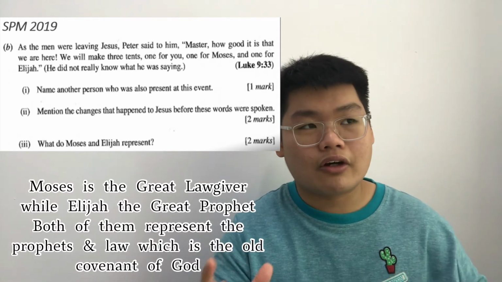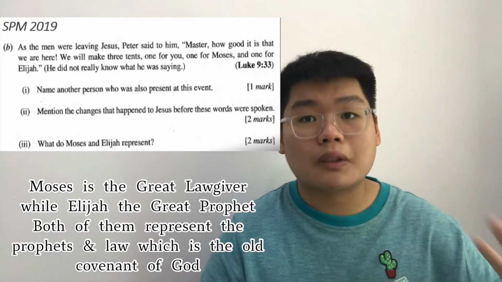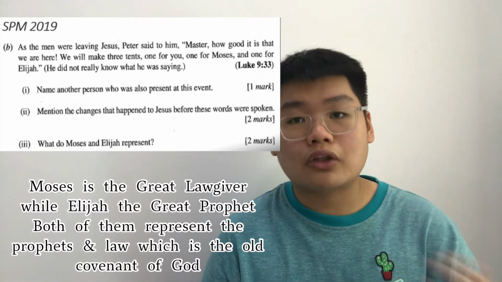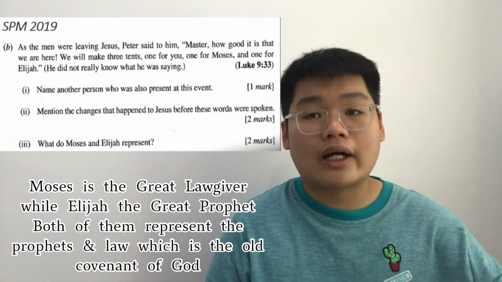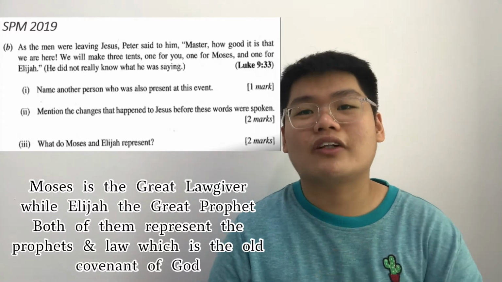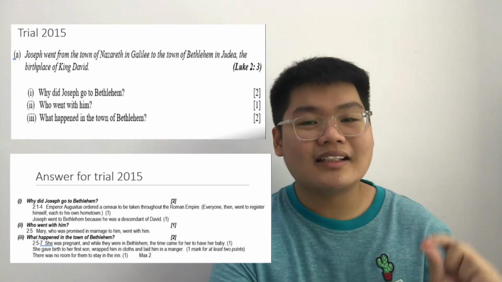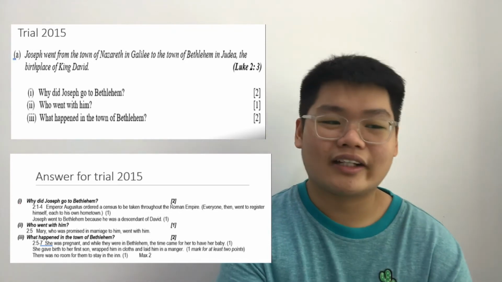This is a very short answer, right? So you need to explain more. You need to explain what Moses represents. You need to explain what Elijah represents. Then only you write they both represent the old covenant of God. Okay, so let's look at the second question. This question is not difficult, but it's a bit tricky. Okay, so let's look at it.